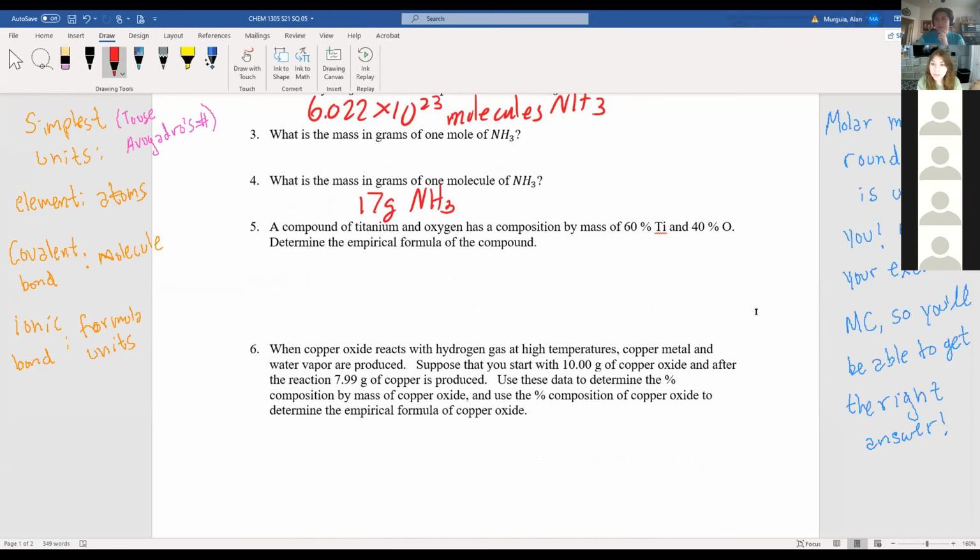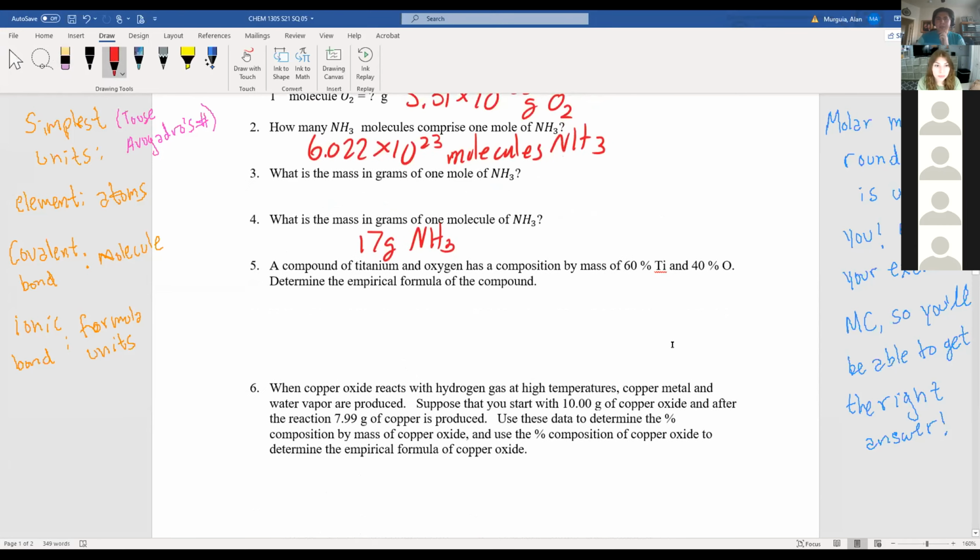I think you skipped a number. The 17 grams is supposed to go in number 3. Yes, I see now. And then for number 4, it's asking for 1 molecule. Thank you. Sorry about that. Yes, thank you for noticing that.